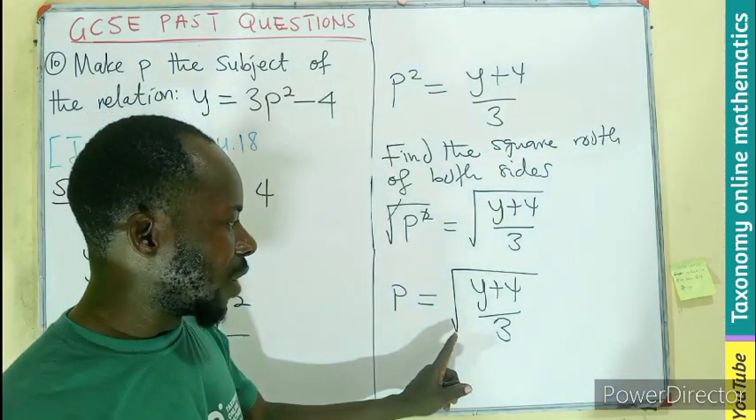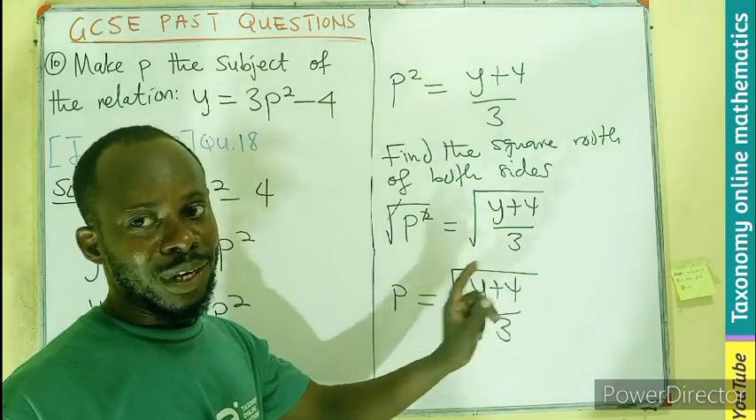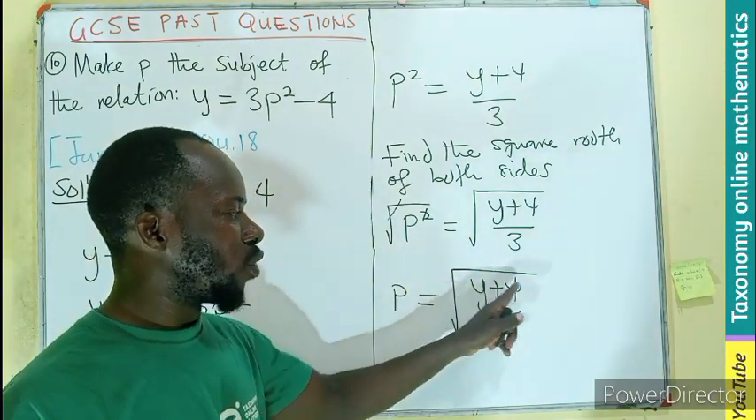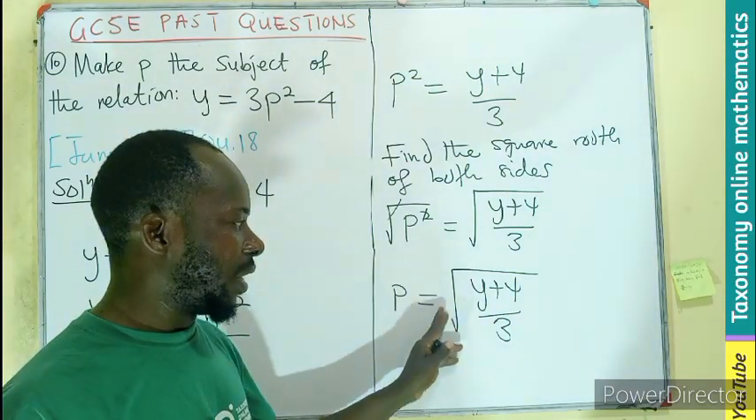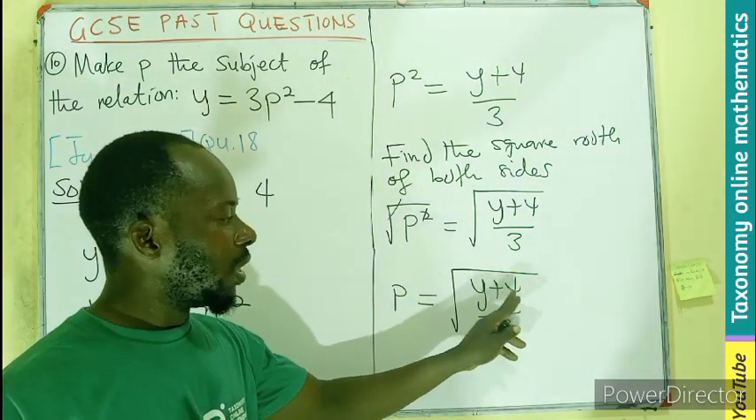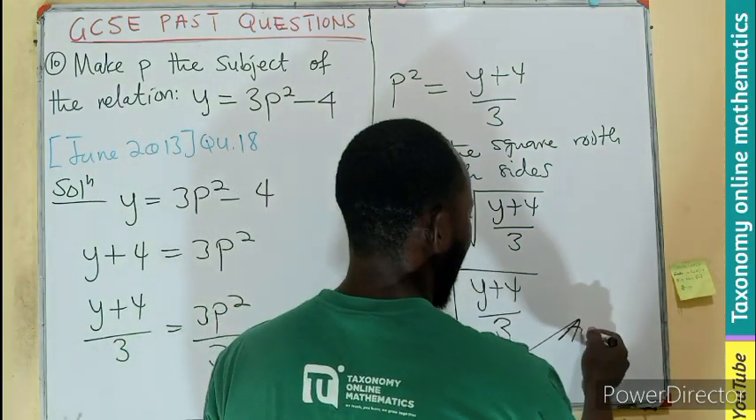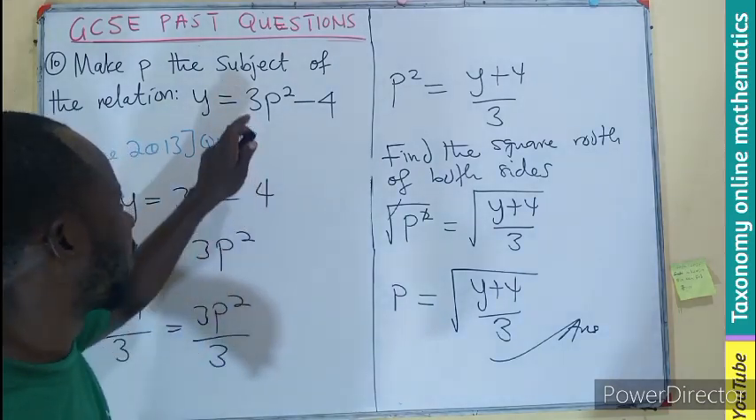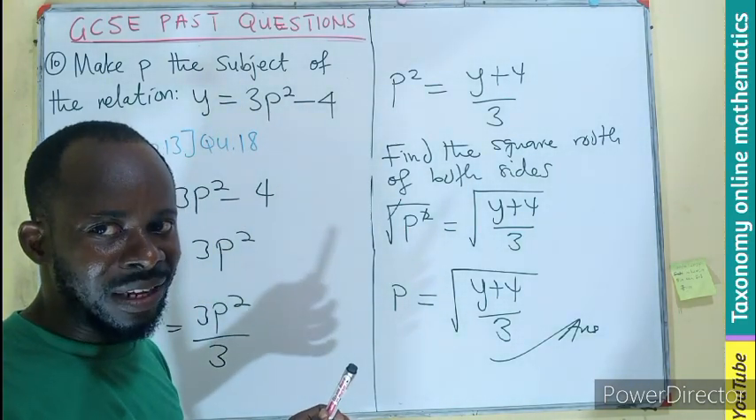I'm sure you'll be thinking the root of 4 should be 2, then you cancel the root. It will not work that way because the top is having arithmetic addition. So we cannot take the square root of only the 4, leaving the y. No, the 3. So this becomes the answer if we are to make P the subject. I'm sure we are cool with that.